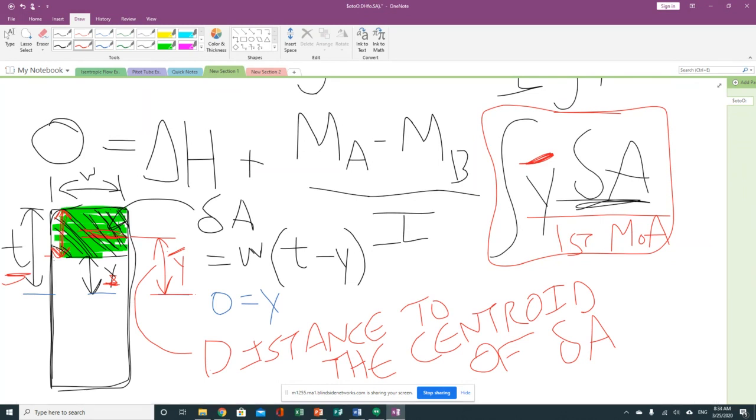How do I get that length? How did we get it before? The t minus y. You got it. 1/2 of t minus y is from there to there.